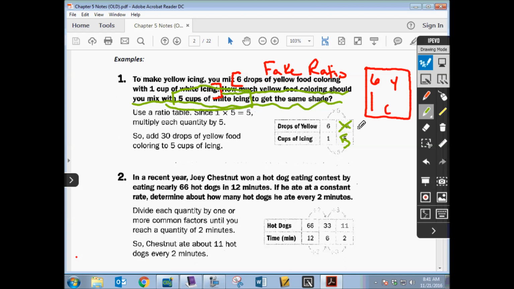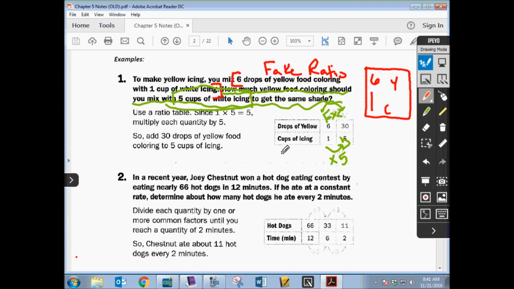See how we made it into a table? I'll show you a proportion here in a minute, okay? But there's our fake ratio right there, guys, right? And then it gave us that we have 5 cups of white icing. So what are we doing to our number of cups of white icing? Multiplying by 5. So what do we have to do to our drops of yellow? Multiply by 5. So that is where we got 30 there. And that was already done for you. But do you guys see how that works?